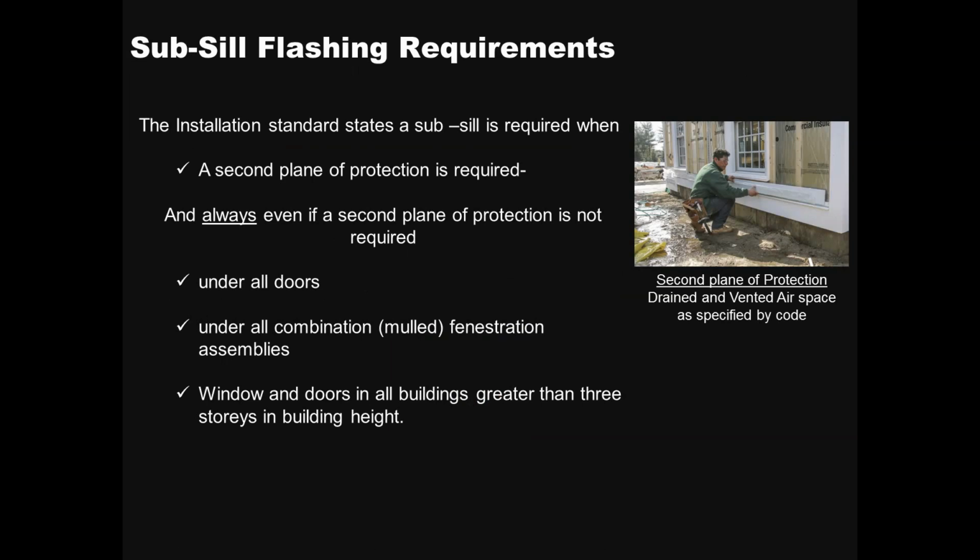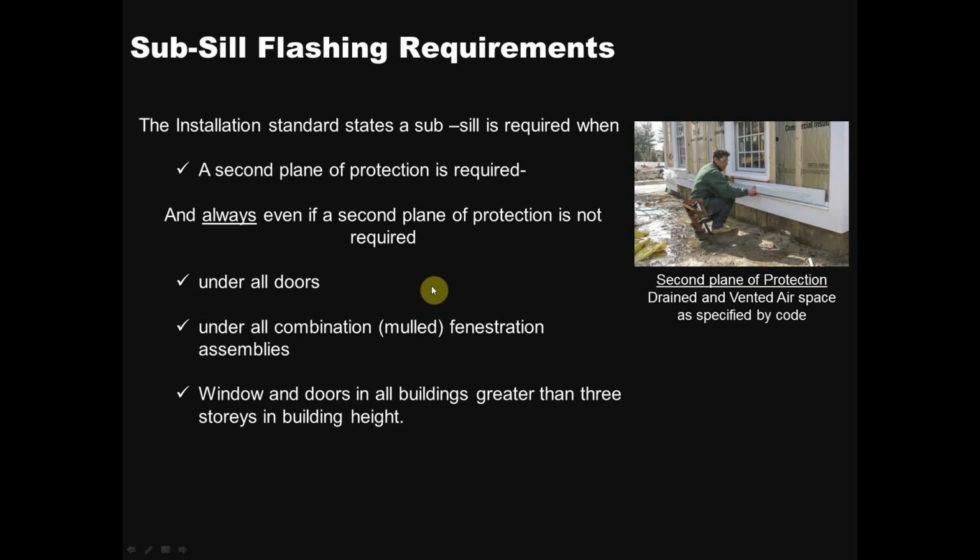Now, Sub-Sill flashing, that's a sill in the rough stud opening before you put your window or door in. That is required when you have a second plane of protection. If you're not sure what a second plane of protection is, that's the airspace that you have between the sheathing membrane and the siding. So when the code calls for a second plane of protection, you have to put in a Sub-Sill, which is at the bottom before you put your window in.